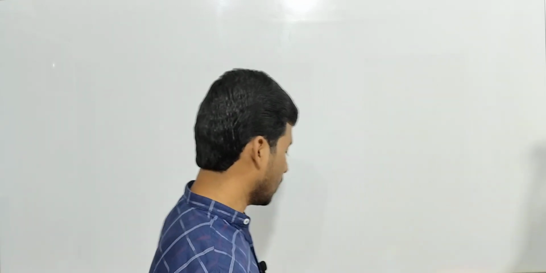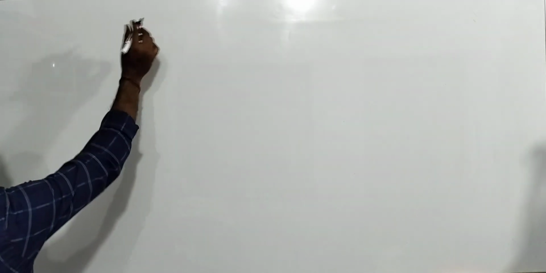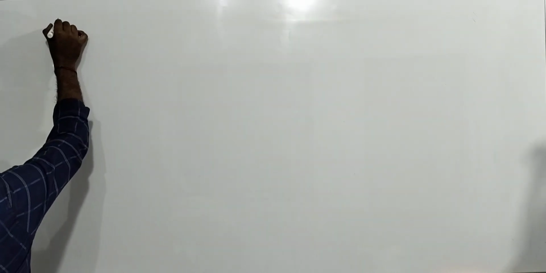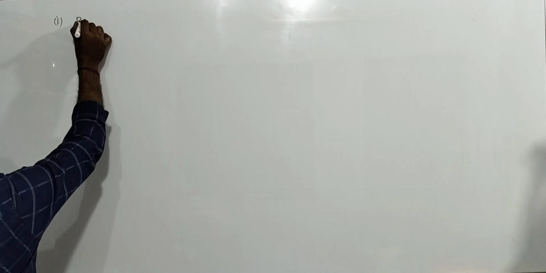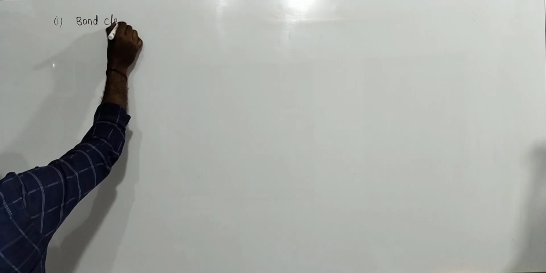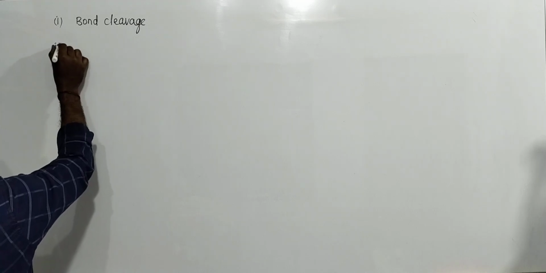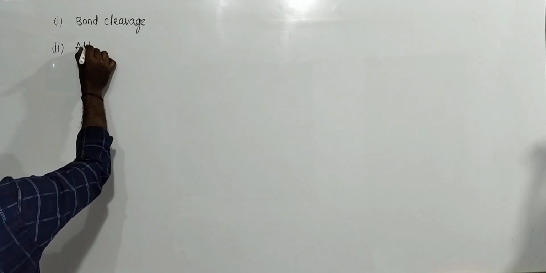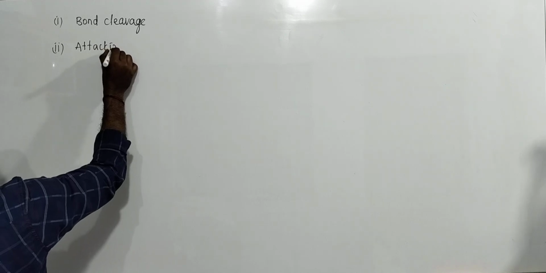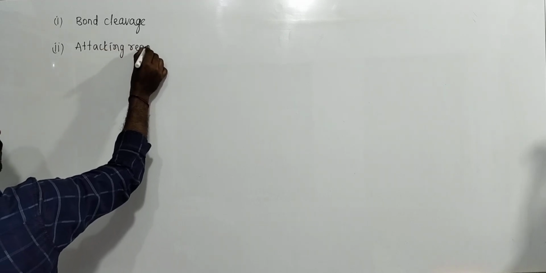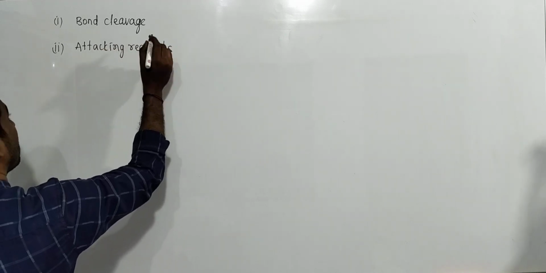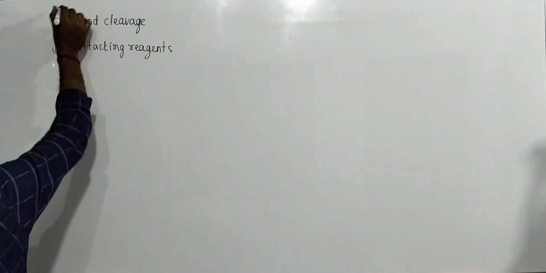Reaction mechanism is the biggest part, so I divided it into two parts: reaction mechanism 1 and reaction mechanism 2. In part 1, we are going to learn bond cleavage, types of bond cleavage, and second, attacking reagents. These are subtopics.